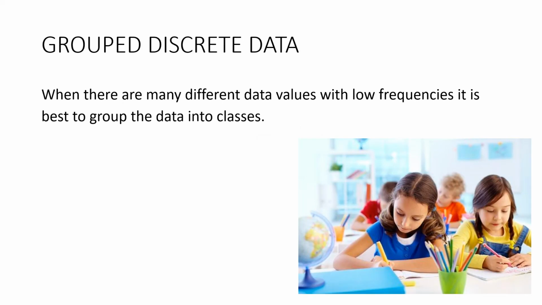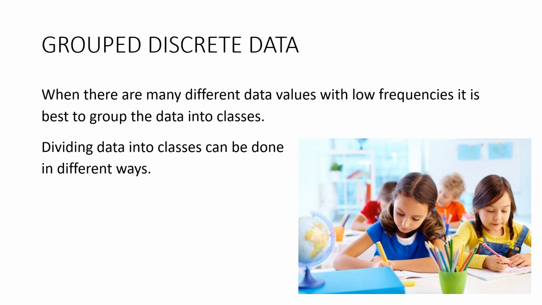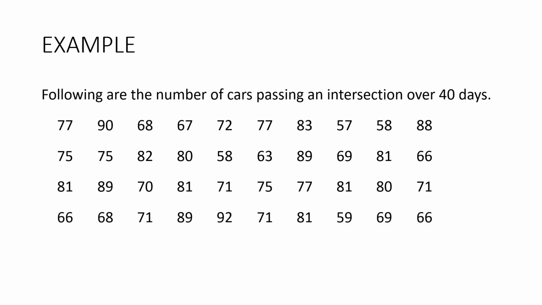Now, it's possible with discrete data that we might have too broad a range to be able to manage it. So when there are many different data values with low frequencies, it's best to group the data into classes. A perfect example is exam scores. If you think about it, suppose they're out of 100%, we could get somebody getting 0% and another person getting 100%. That's just not manageable. There are different ways to divide data into classes, but as a general rule, we try and divide into between 6 and 12 groups. Here's an example.